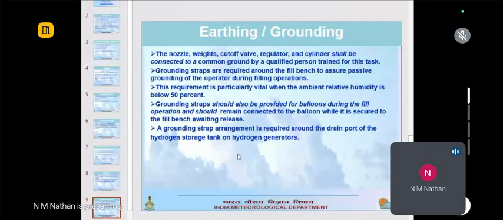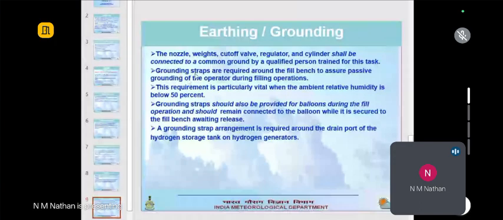I already told you about the earthing as well as the grounding. The nozzle, the weights, the cutoff hole, the regulator, and the cylinder shall be connected to a common ground by a qualified and trained person for this task. The cylinder should be attached with proper earthing, and that cable should be connected with a proper ground earthing. So first you have to create a ground earthing in your station. Then from that you have to take a copper wire to each cylinder. Then it has to be properly earthed for safety.